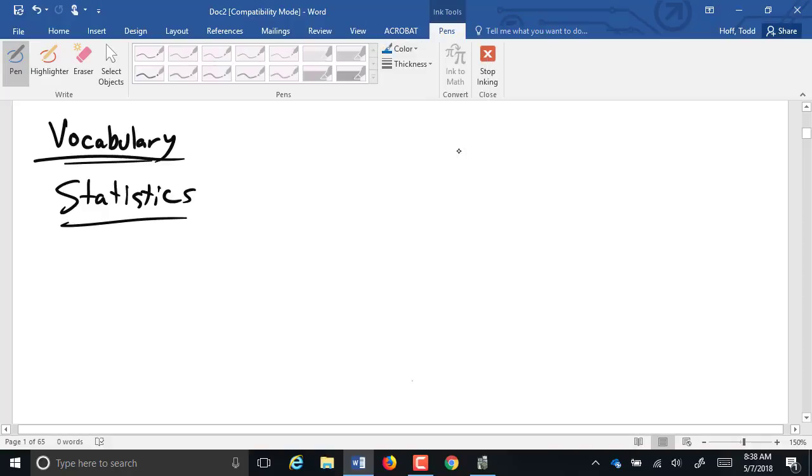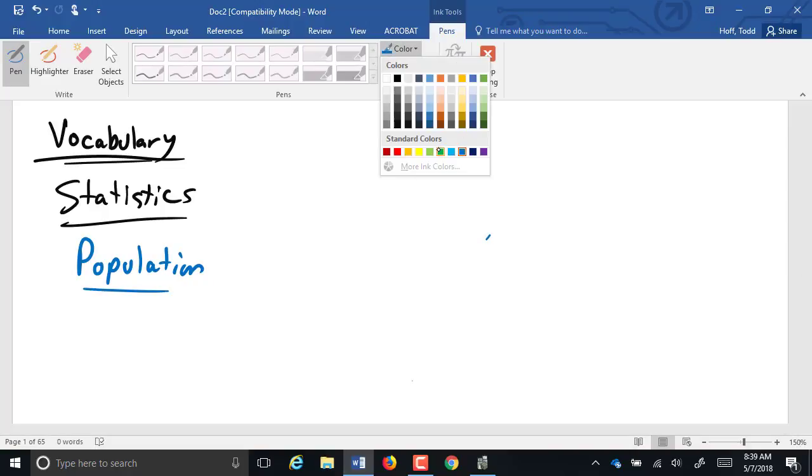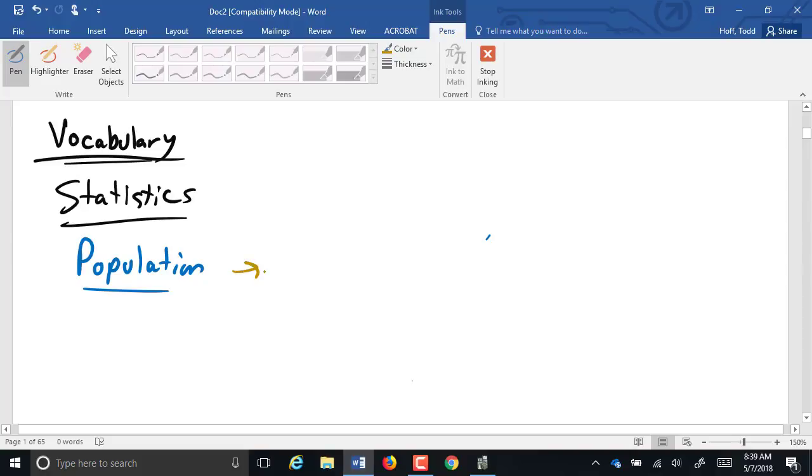Statistics is almost like a second language. So we do have to clear up some of the words used first. The most important concept to get is something called a population. And a population is simply the group we want to learn about.